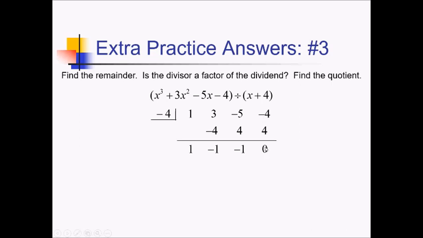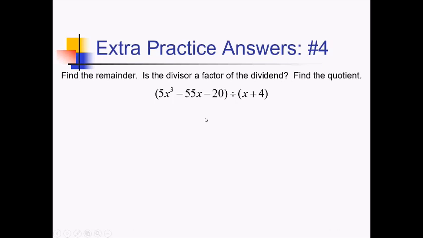Since we have a remainder of 0, that last number there is our remainder. That means that x plus 4 is a factor of our polynomial, so yes to that question. For the quotient, that's going to be all these numbers here except the remainder. So all these bottom row numbers are our coefficients. This 1 really represents 1x squared because it's one exponent lower than we started with. So 1x squared minus x, and then this minus 1 here represents just minus 1.